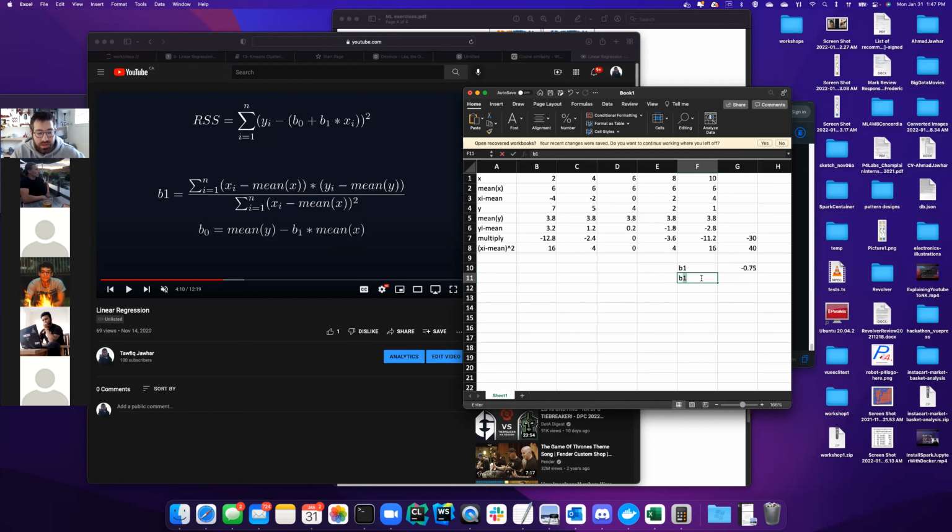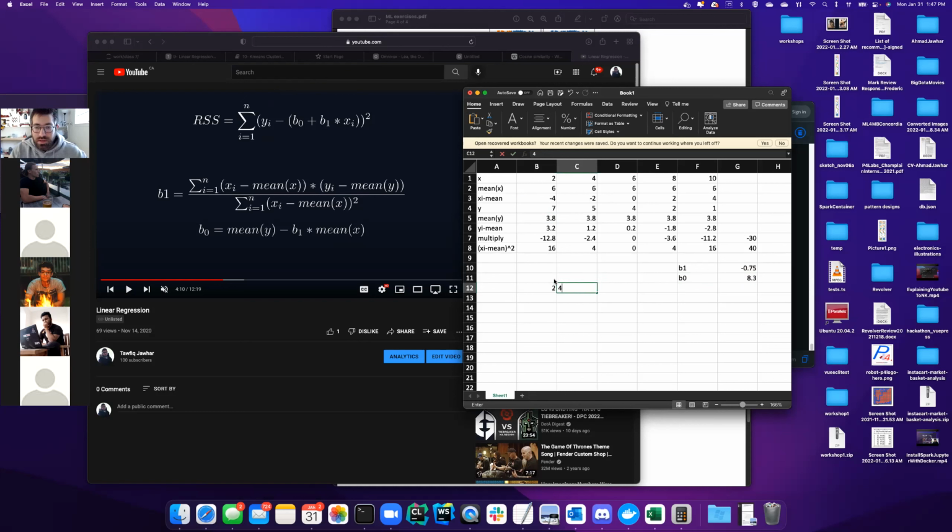So now to calculate b0, what we need is the mean of y minus the b1 that we just calculated times the mean of x. So the mean of y, we can get from any of these points, minus b1 multiplied by the mean of x. So it is this one. And that's the b0 intercept. So that's the regression line for these points that we have.